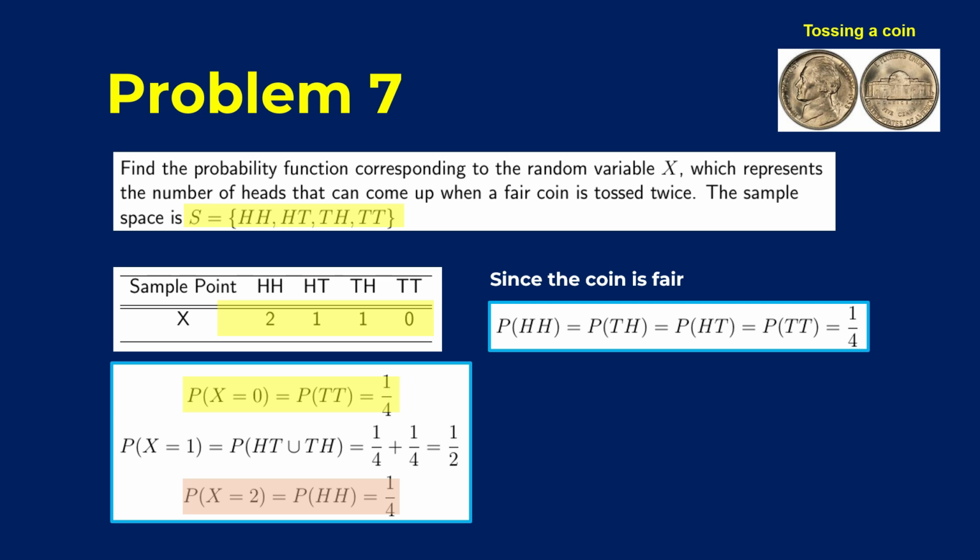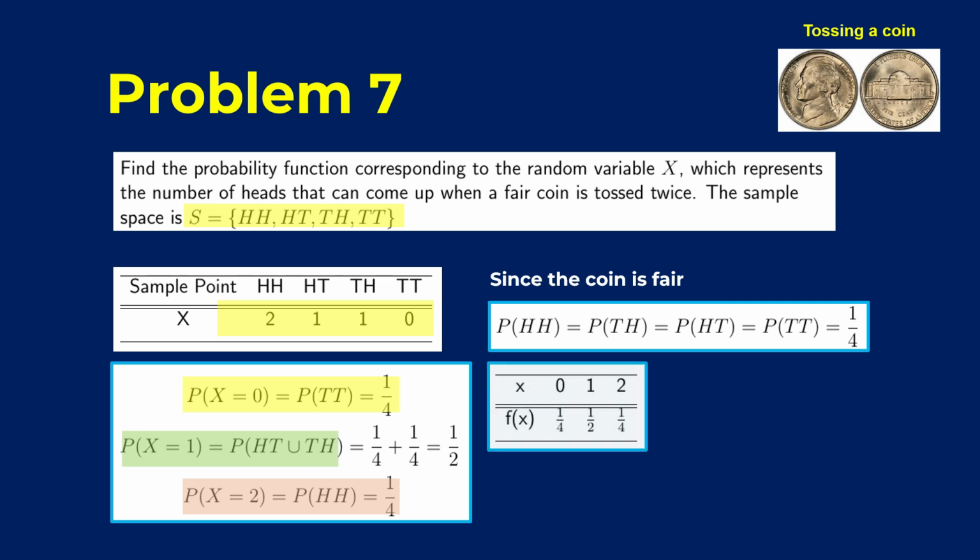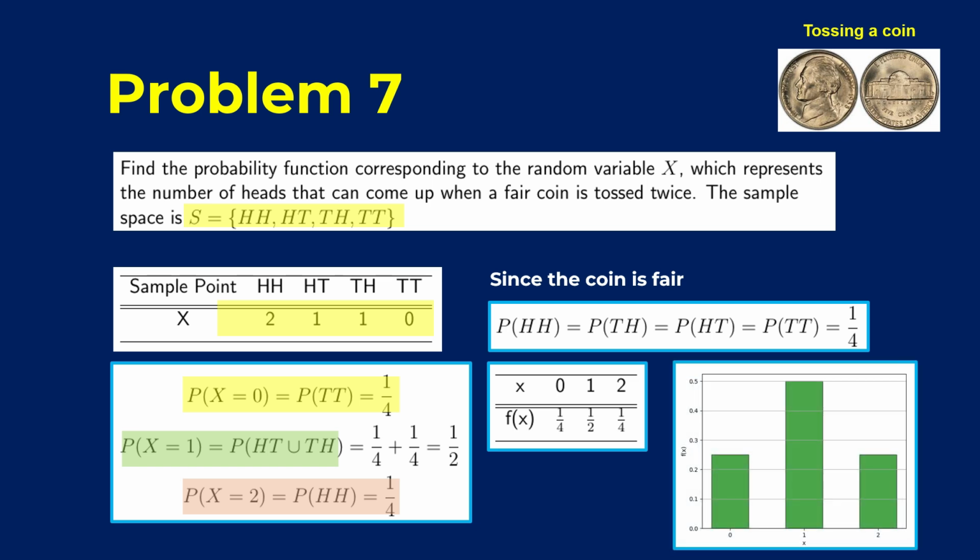However, when the random variable is equal to 1, it contains two possibilities, that is TH and HT. From the theorems and axioms that we reviewed previously, we need to sum the probabilities for TH and HT, which results in 1 by 2. Finally, we can write the probability mass function as a table or show a bar chart or histogram to visually inspect the PMF.